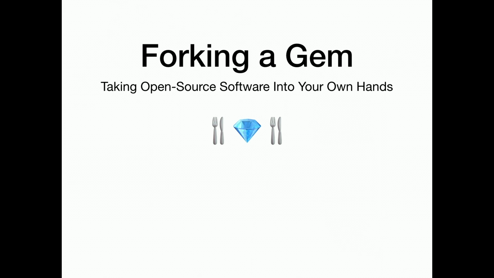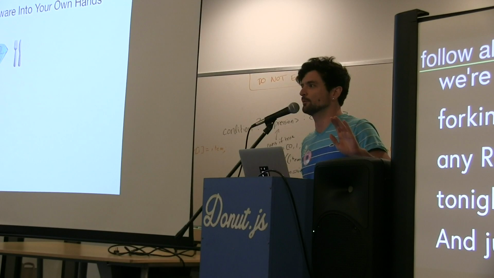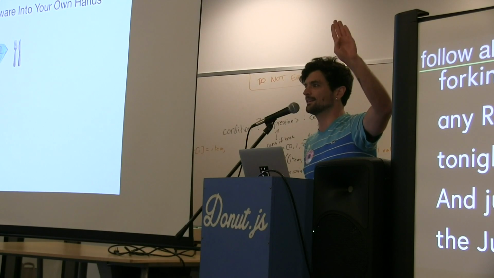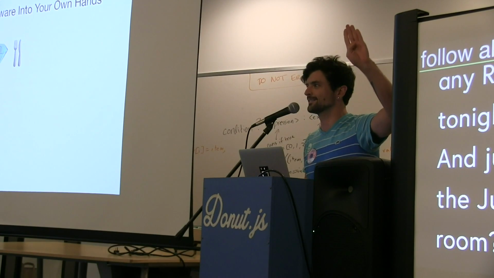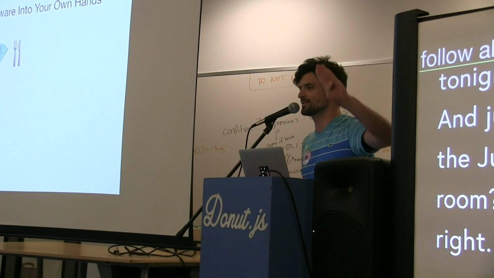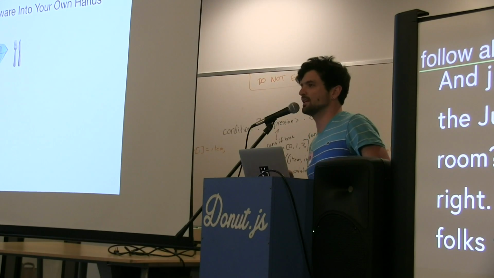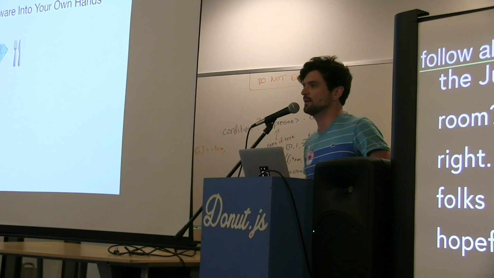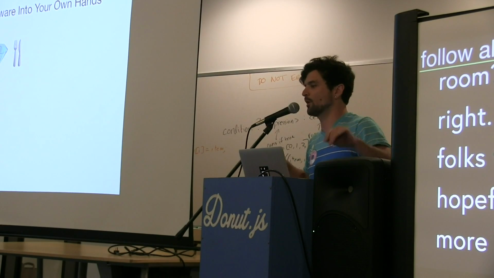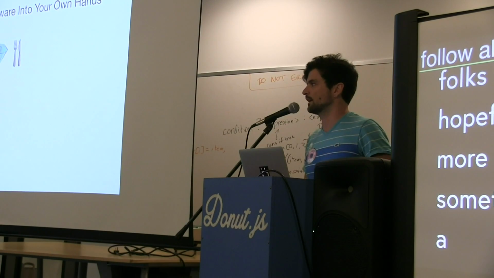Okay, so we're going to talk about forking a gem. Do we have any Rubyists in the house tonight? Yeah? Okay. And just real quick, who are the junior developers in the room? Mid-level? All right. We've got some senior folks, too. Okay, cool. Well, hopefully this leans a little more junior, mid-level. I think sometimes tech talks can be a little overwhelming, and this is a cool intro here.